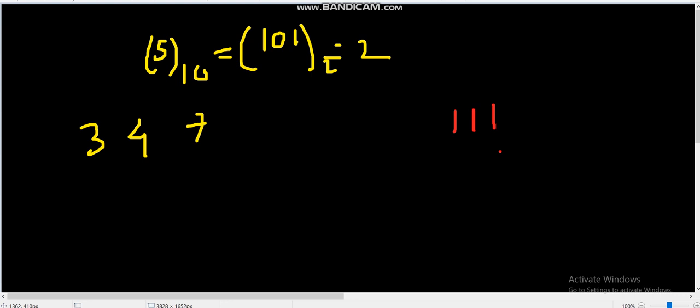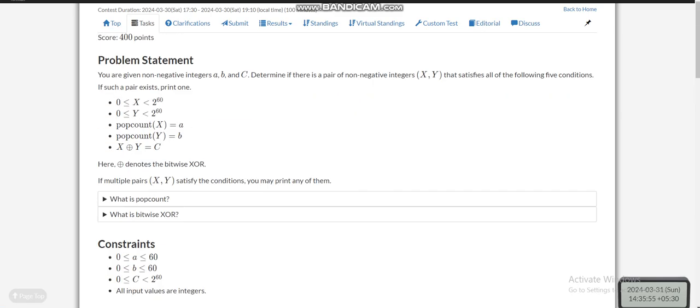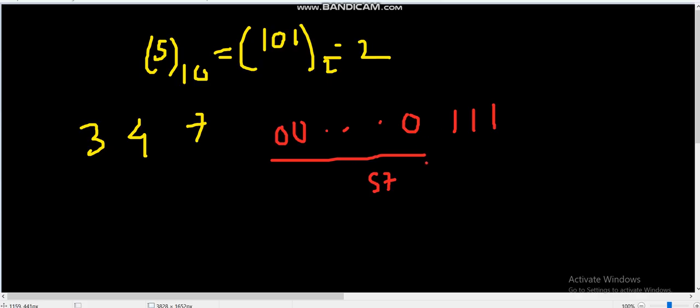Now let's jump into the observations directly. Okay, so we can see that there are some zeros here. What is the number of zeros? The number of zeros is 57, because we can have only 60 bit values, since a and b are less than or equal to 60, and x and y are less than 2 to the power 60. Okay, there are 57 zeros here.